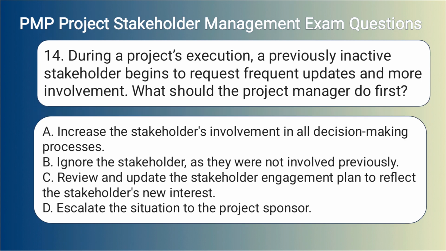14. During a project's execution, a previously inactive stakeholder begins to request frequent updates and more involvement. What should the project manager do first? A. Increase the stakeholder's involvement in all decision-making processes. B. Ignore the stakeholder as they were not involved previously. C. Review and update the stakeholder engagement plan to reflect the stakeholder's new interest. D. Escalate the situation to the project sponsor.